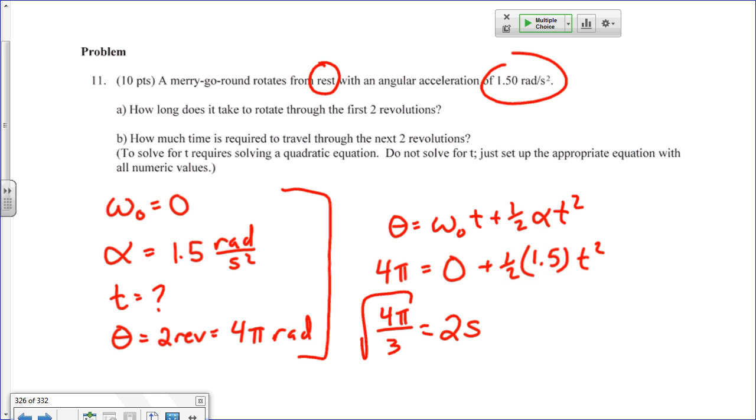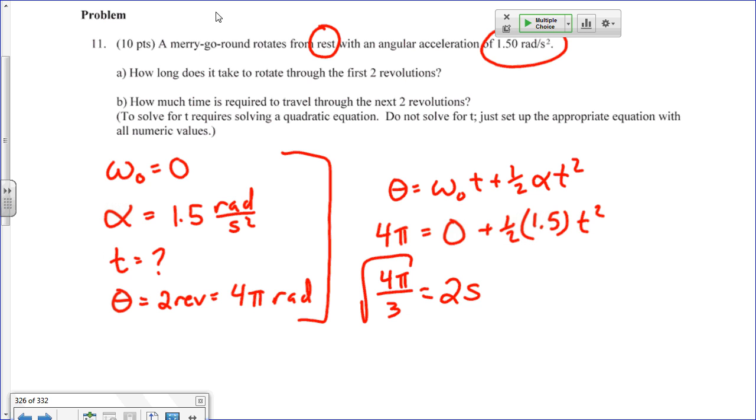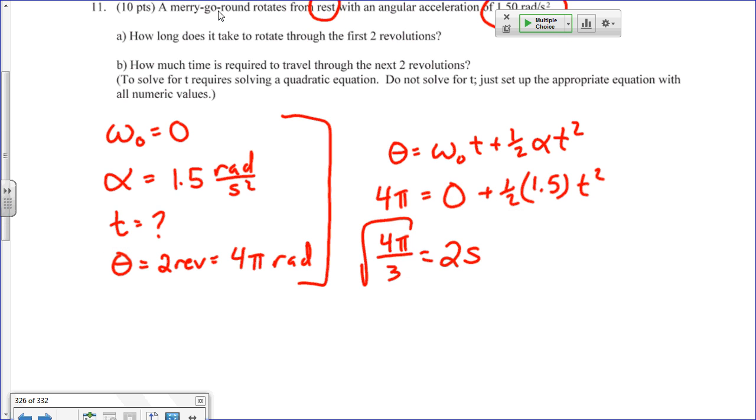All right? Now how about the next one? How would I solve for that? To go through the next 2 revolutions. So I think we'll come back to this, guys, and I want to show you the key, and then we'll come back to this on Wednesday. I'm sorry, that's like a cliffhanger, right? Is that a cliffhanger? Yeah, and we'll come back to part B.